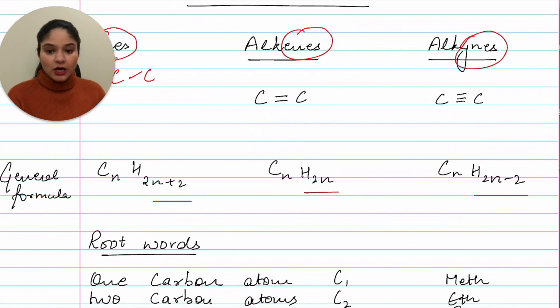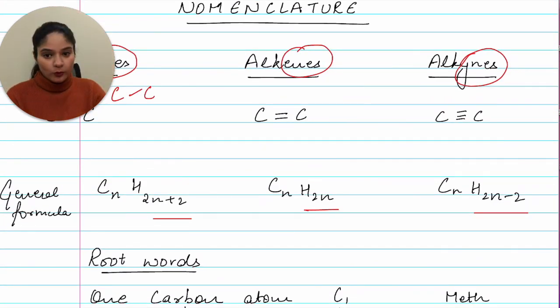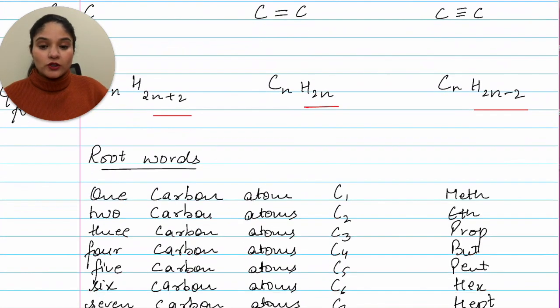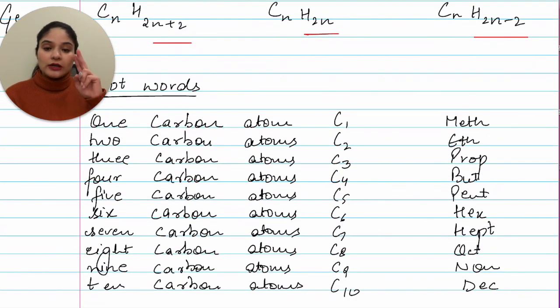Now, let's get started with the root words. So, you understand you have three homologous series: alkanes, alkenes, alkynes. Now, we are talking about the root words. That means if you have a single carbon, then you have meth. 2 carbons, eth. 3 carbons, prop. 4 carbons, but, and so on.